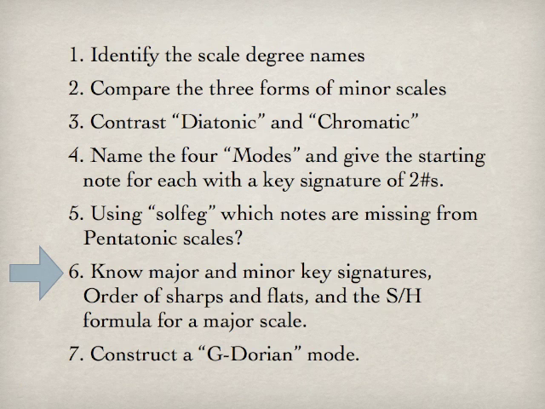Dorian means 2 to 2 of a major scale, and if I give you the first note, then that note is the second note of whatever major scale it's relative to.